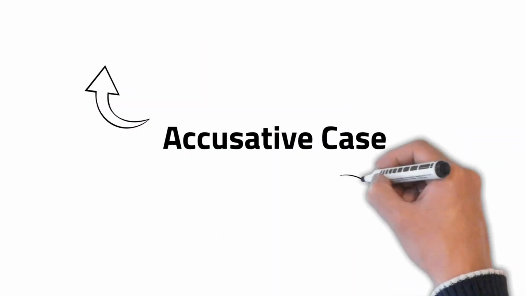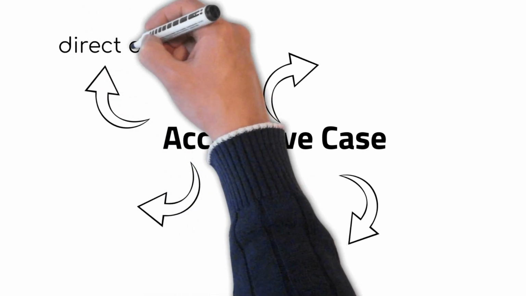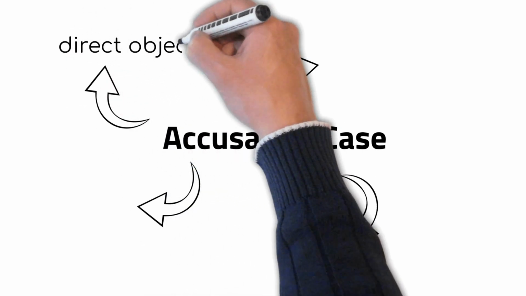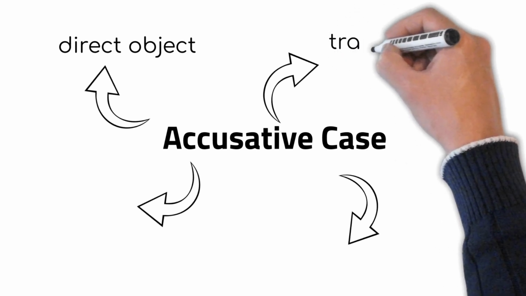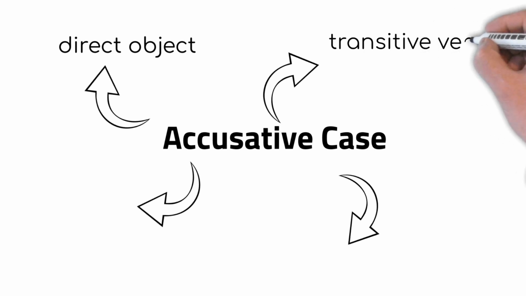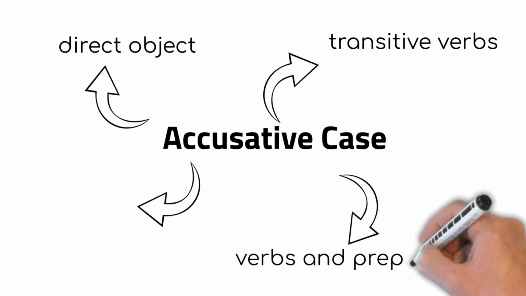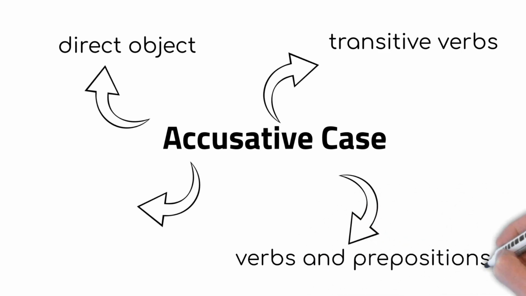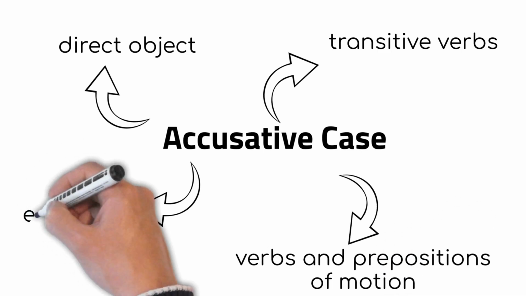Let's talk about the accusative case. The accusative case is a case of a direct object. It uses transitive verbs and prepositions of motion. We will also discuss the endings that are typical for the accusative case.